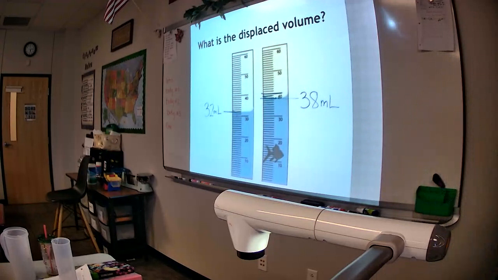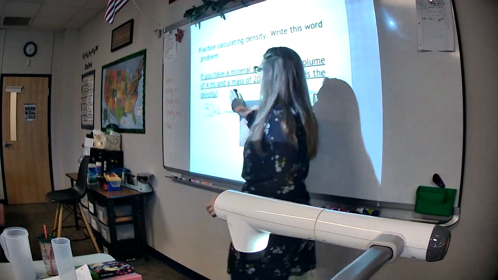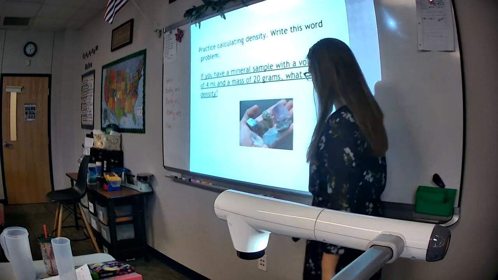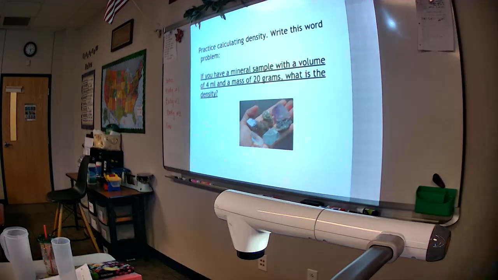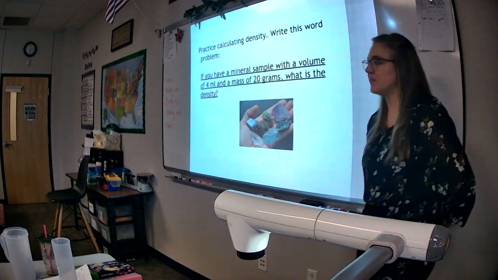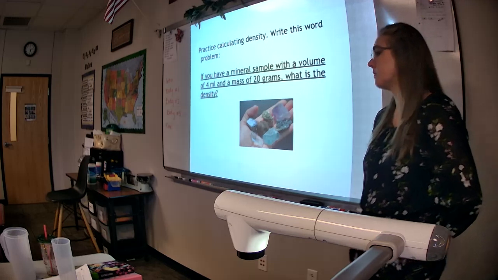Good. Now, putting it all together, we're going to practice calculating density using the formula. I want you to copy this word problem first, and then I'm going to show you how we're going to solve it. There's a specific way to do it. The word problem says this: if you have a mineral sample, so a rock of some sort, with a volume of 4 milliliters and a mass of 20 grams, what is the object's density? Copy that first, and then I'm going to show you the steps. Brian, is it making sense? You're following along? Good.